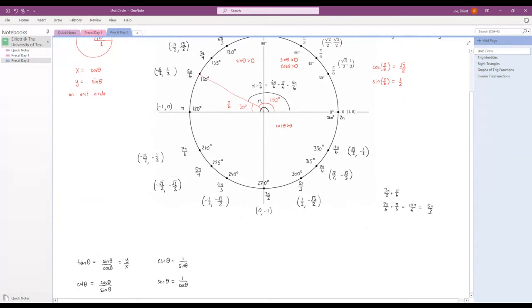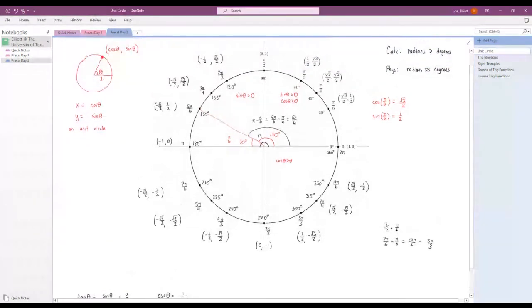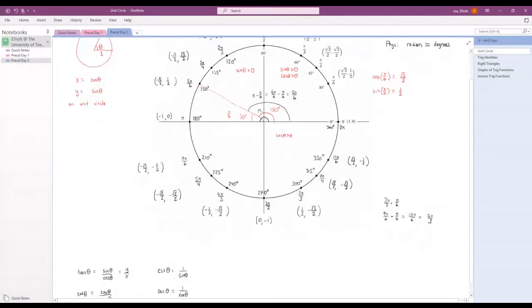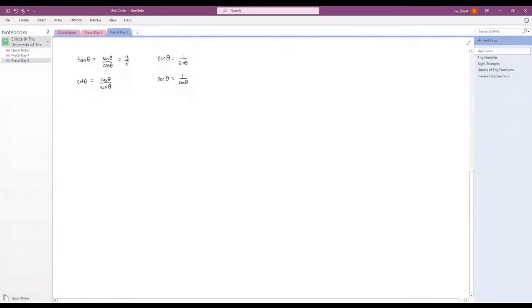So for those of you who already had the trig functions memorized, you guys are good, right? But for those who don't have it memorized, the unit circle, I think, is a very good way of helping you figure out what the trig functions are equal to at these special angles. Okay. So let's do a couple of exercises or examples right now.